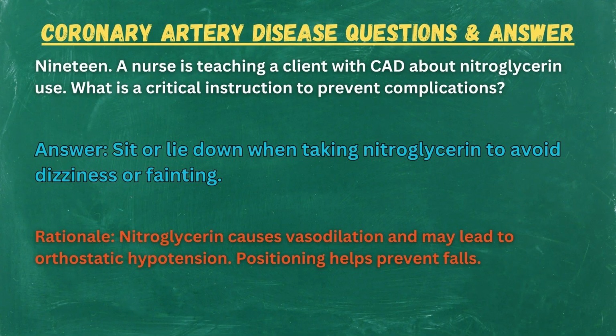19. A nurse is teaching a client with CAD about nitroglycerin use. What is a critical instruction to prevent complications? Answer. Sit or lie down when taking nitroglycerin to avoid dizziness or fainting. Rationale. Nitroglycerin causes vasodilation and may lead to orthostatic hypotension. Positioning helps prevent falls.